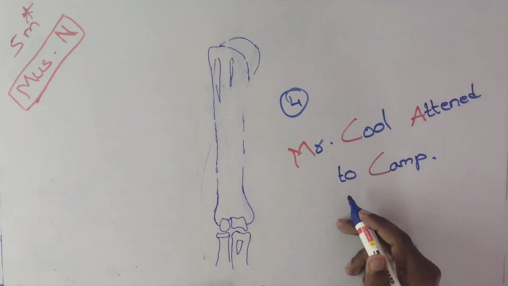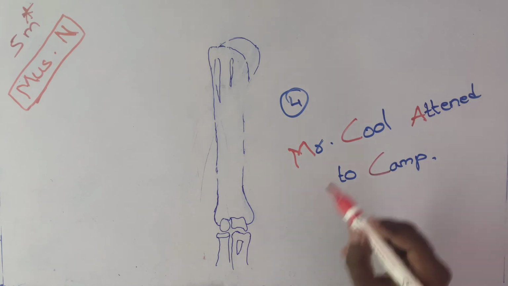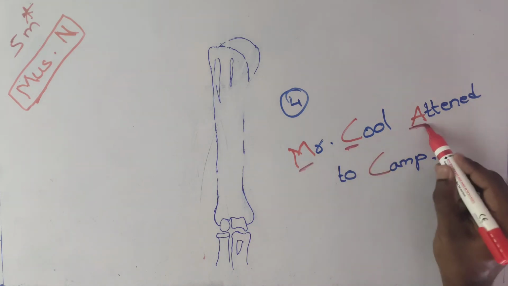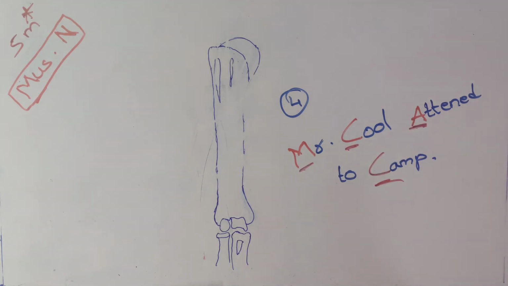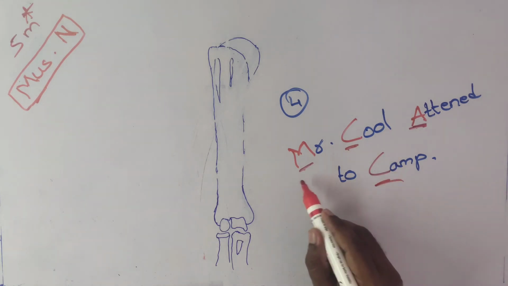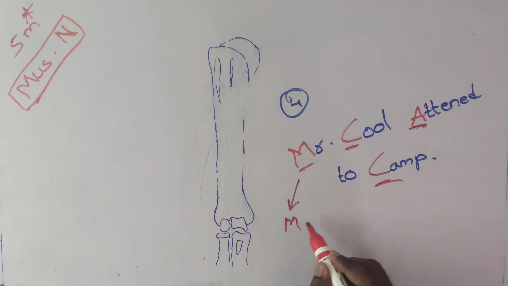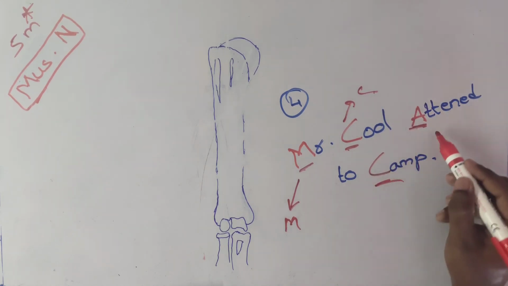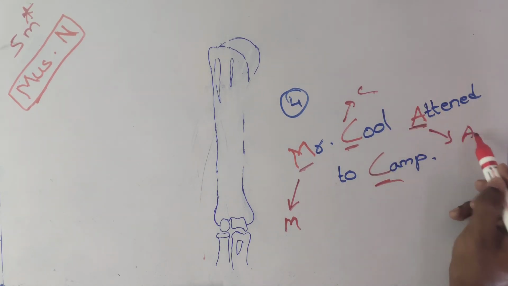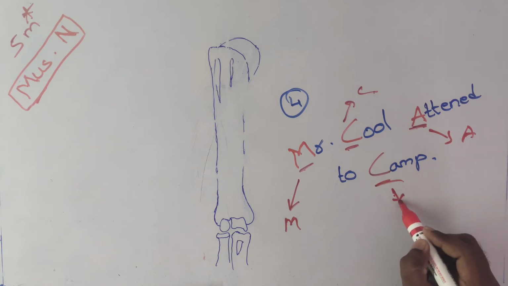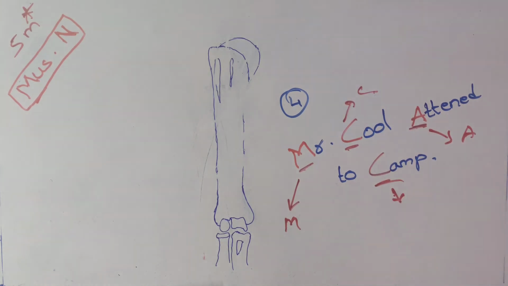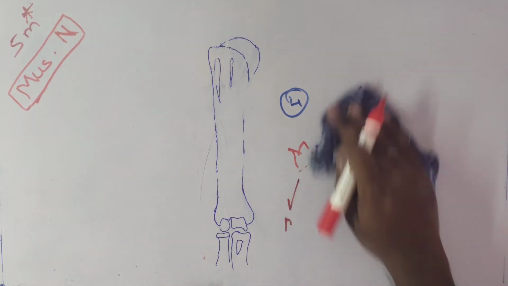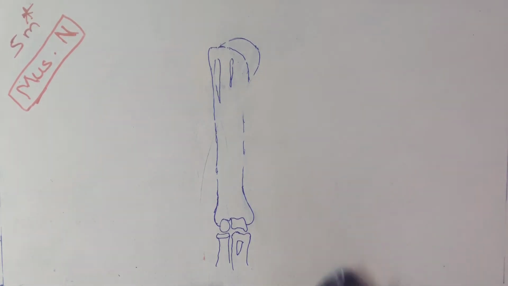See, the mnemonic is Mr. Cool, attend to the camp. That is M for muscular branch, C for cutaneous branch, A for articular branch, and again C for communicating branch. Okay, next coming to the explanation of these branches.